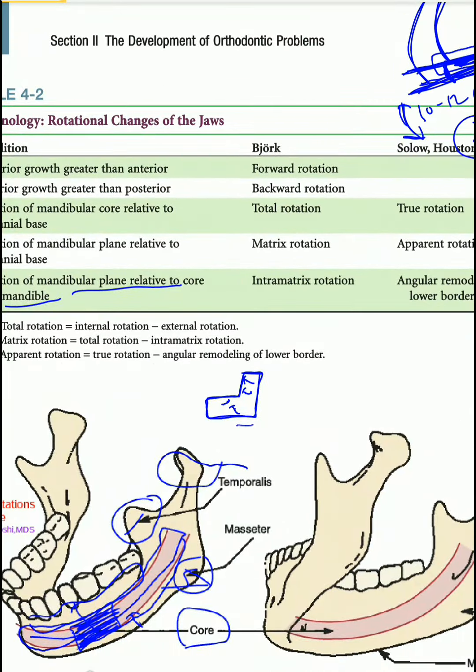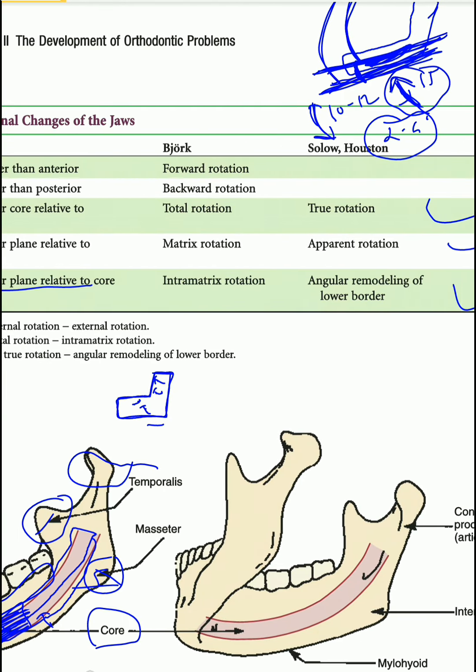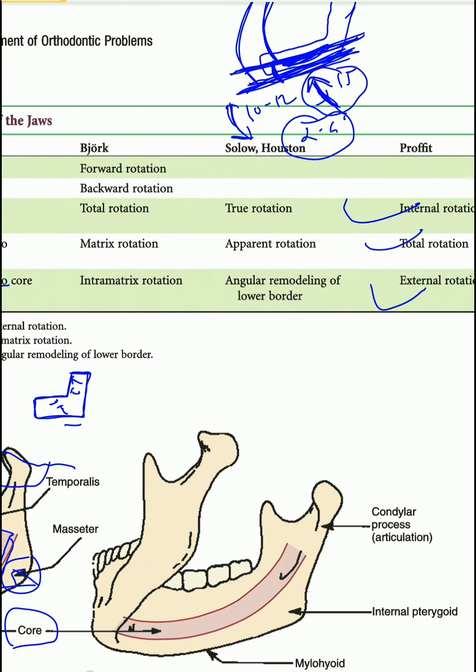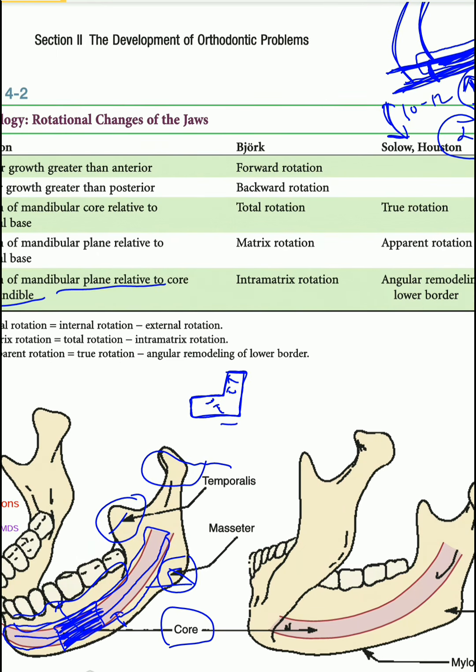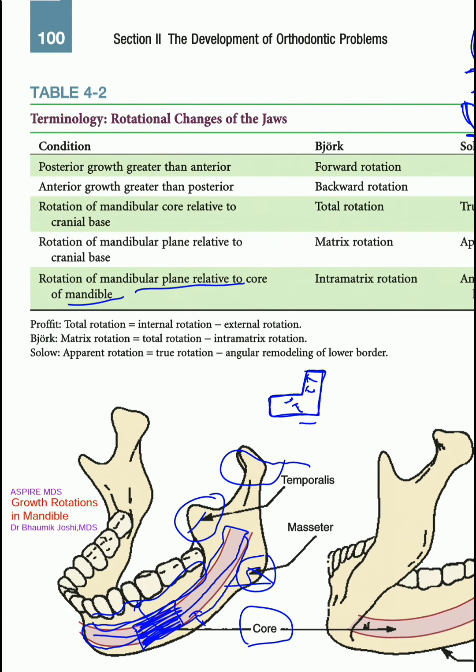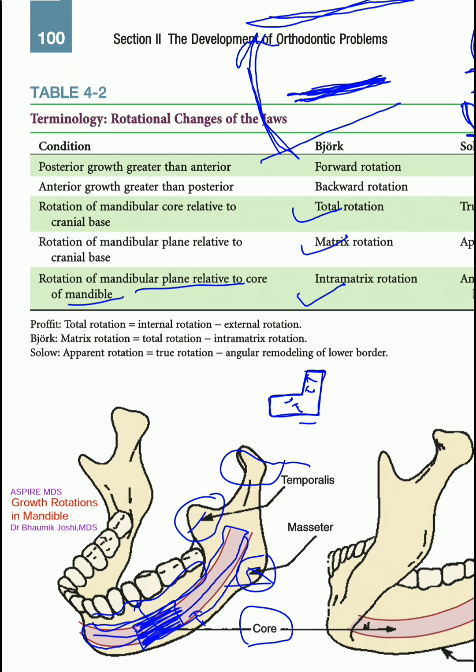Now what we called internal rotation was called total rotation by Jork. So the total rotation of Profit and the total rotation of Jork are different things. Jork has given three terminologies: matrix rotation, intramatrix rotation and total rotation. The angle or rotation between the mandibular core and the cranial base is called total rotation. The rotation of the mandibular plane relative to the cranial base is the matrix rotation. The full matrix is moving, and between the core and the mandibular plane he called it intramatrix rotation.